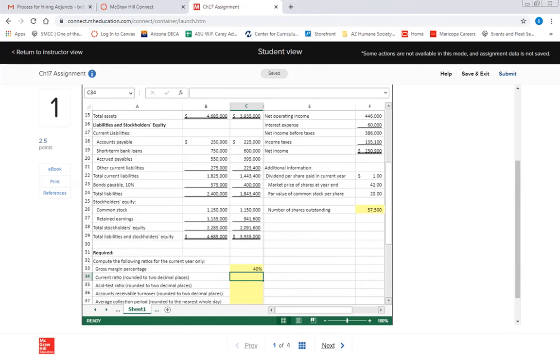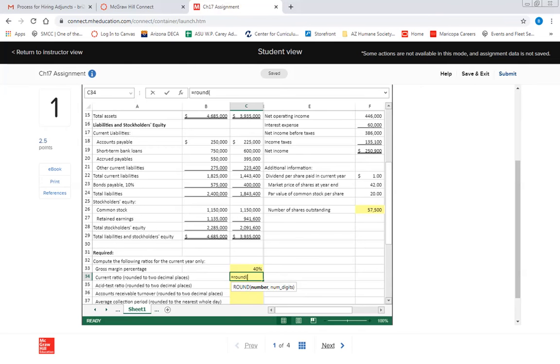Now we're going to do the current ratio. Now listen, it says rounded to 2 decimal places, so you got to do this formula for every single one that says rounded. I hate this, but there's no way around it. So we're going to do ROUND, and then we are going to do our math.